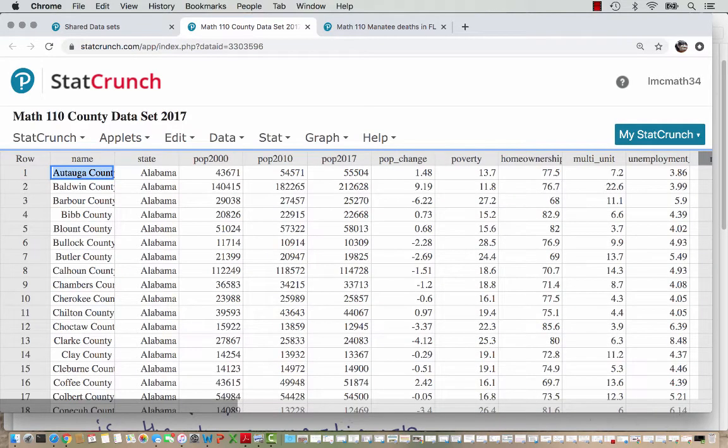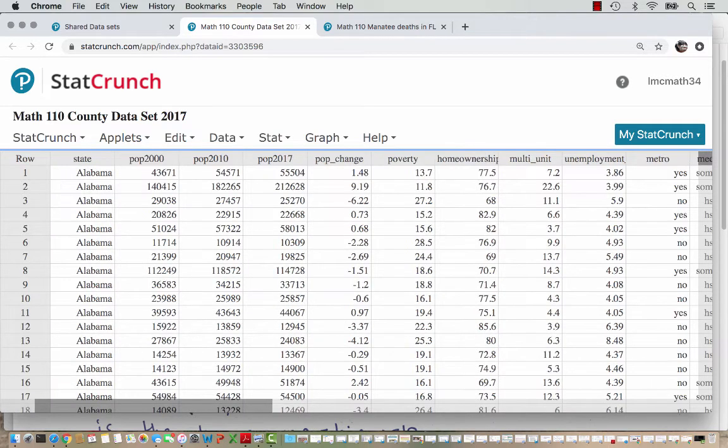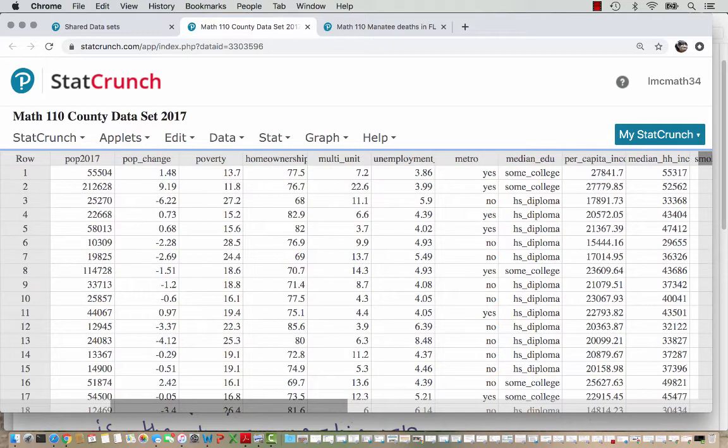This is also a big data set. It has data about all 3,400 counties in the US. And then it's got the population values from 2000, 2010, and 2017, the change in the population. The variables that we're going to be looking at in this example are the homeownership rate and the unemployment rate.